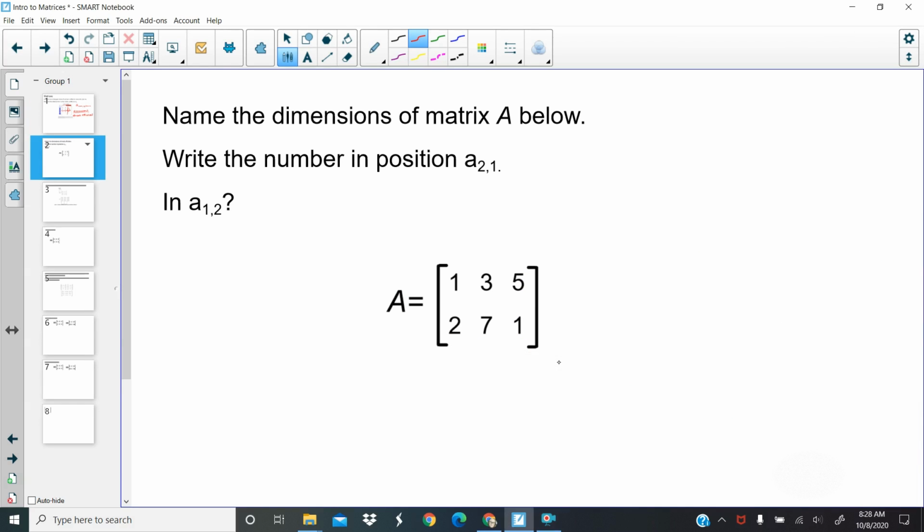So then here's just a quick example. I have matrix A written here, and you're going to want to name the dimensions of the matrix. For the dimensions, that's the rows by the columns, so there's 2 rows by 3 columns. And then the number that's in position 2, 1, we said that rows come first, so that means it's in the second row and the first column. So that is going to be 2. And then position 1, 2 is in the first row and the second column, so that's going to be our 3 right there.